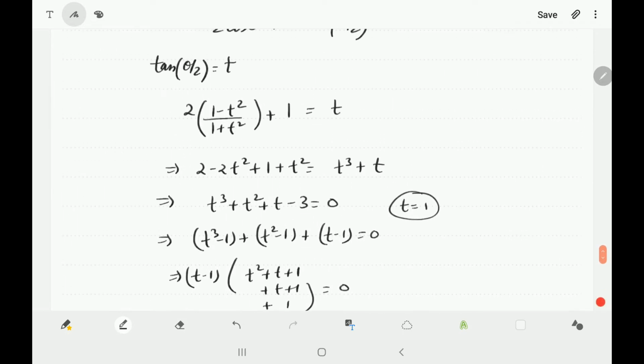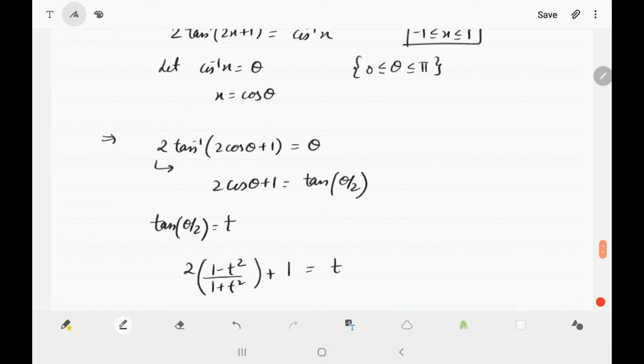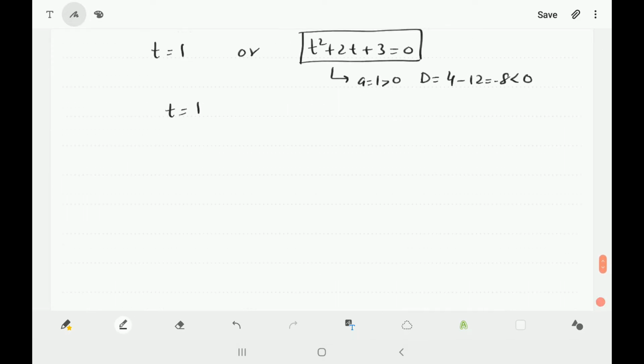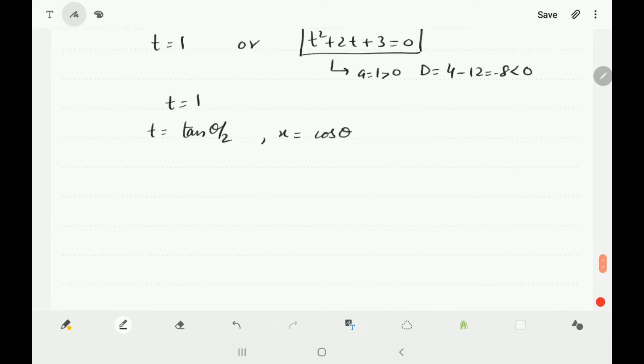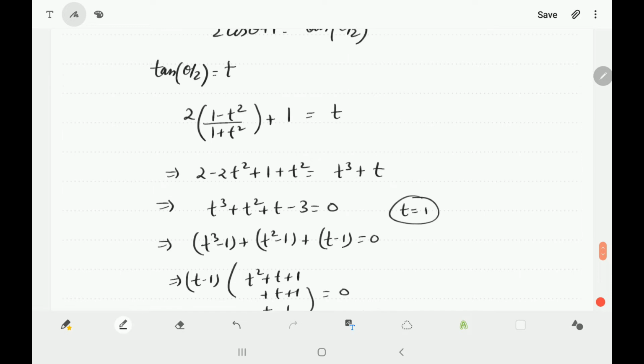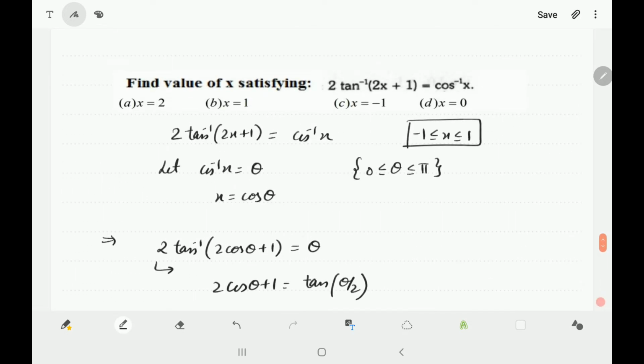Now what was our t and what do we need to find? We have to find x, which is cos theta, and we have the value of t, which is tan theta by 2. So tan theta by 2 is 1, so cos theta is 1 minus t square upon 1 plus t square. The value of this will be 1 minus 1 upon 1 plus 1, which is 0. So x is 0 only, so 0 is the only solution for this problem. Let's see which option it is. Find the value of x, so it is D. So the answer for this problem is option D. I hope it is clear.